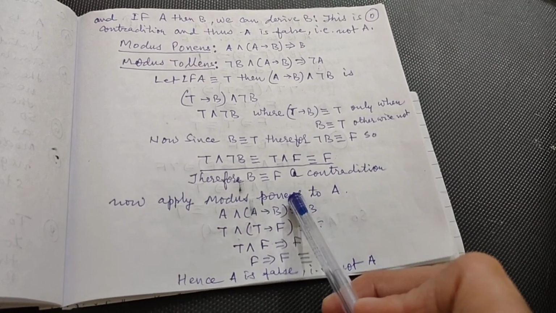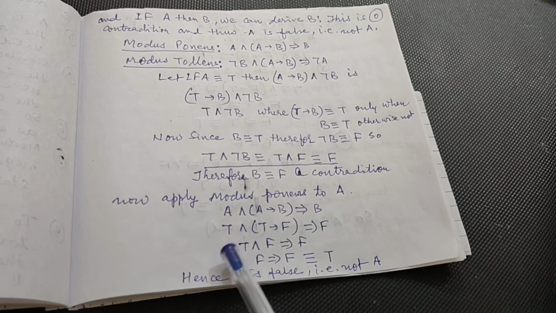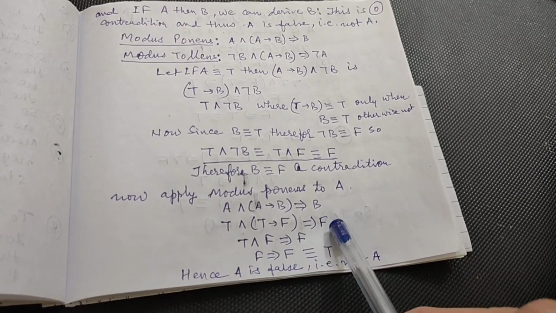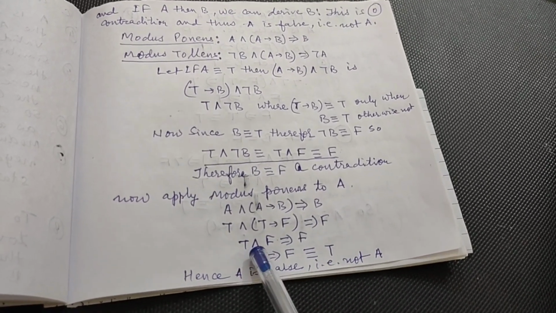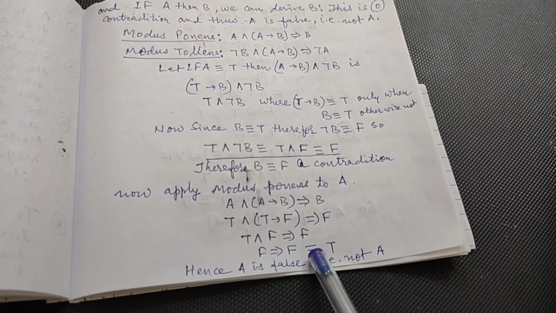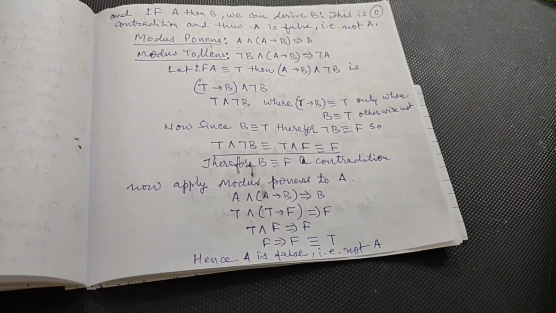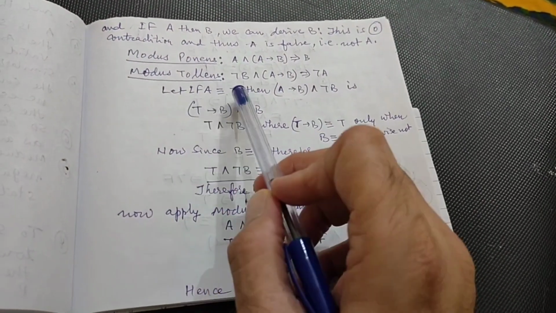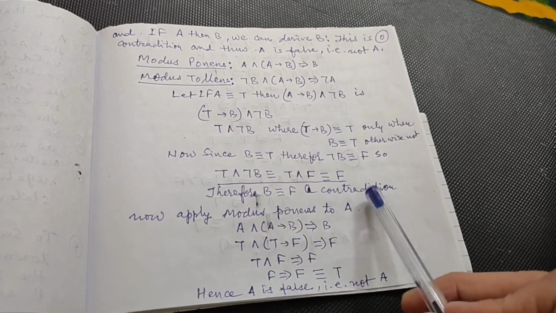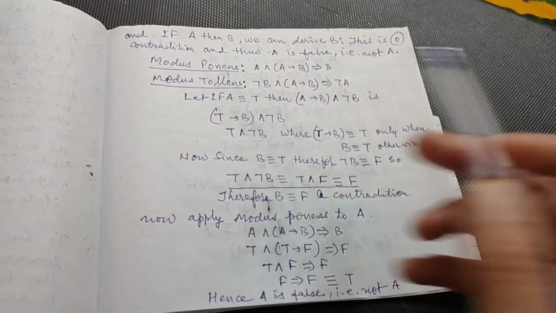Now apply modus ponens to A. A and A implies B, which is B. T and T implies F implies F. So T and F implies F. F implies F, which is T. Hence A is false, not A. Therefore when I take A as T, this is a contradiction, which is not correct. So A is always false.